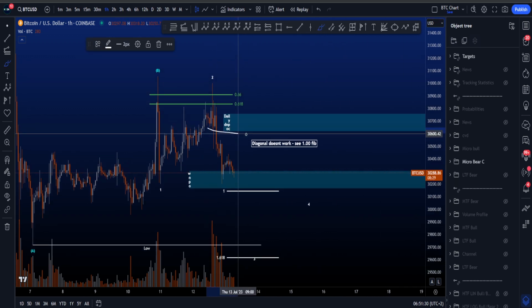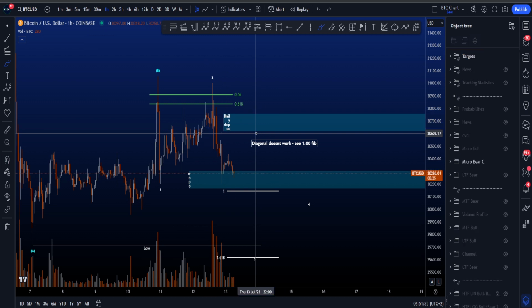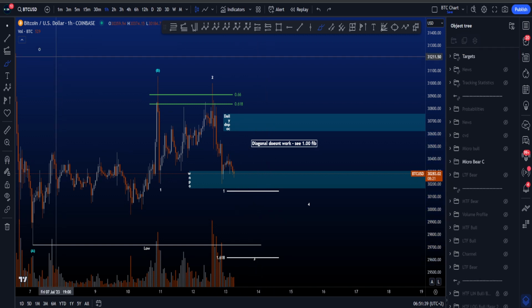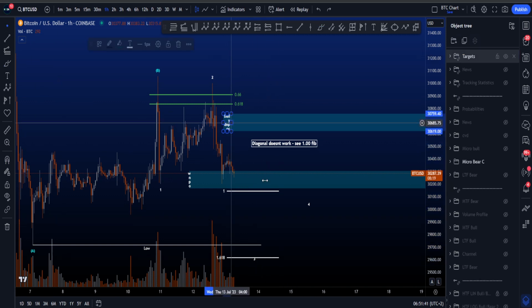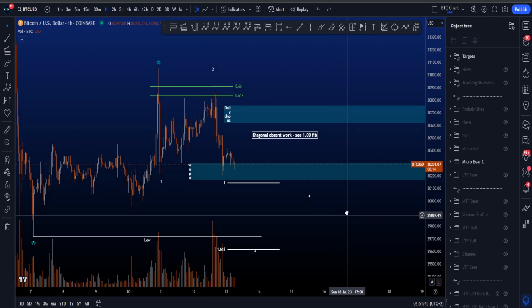We also have a local resistance area over here, which preferably you don't see in this particular scenario because you want to see a wave 3 to the downside, which is like continuation. But this resistance area is between 30.6k and 30.8k.